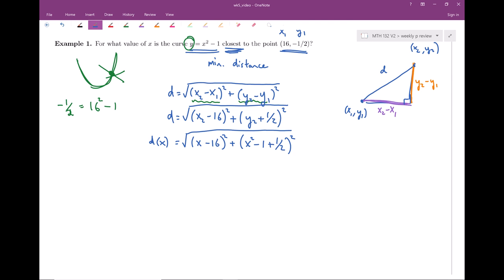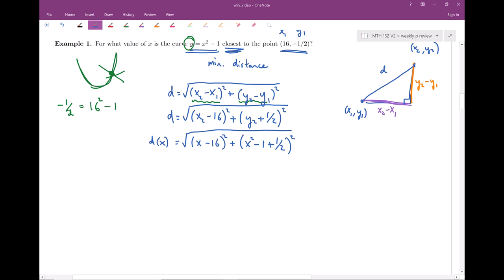And again, this may not be useful quite yet, but the claim is it'll be very useful once we take the derivative and start analyzing this thing. So again, the point does not lie on the curve. Otherwise, the minimum value, the closest point, would just be on the curve, right? Okay, so it's off the curve, and so the distance is strictly positive.